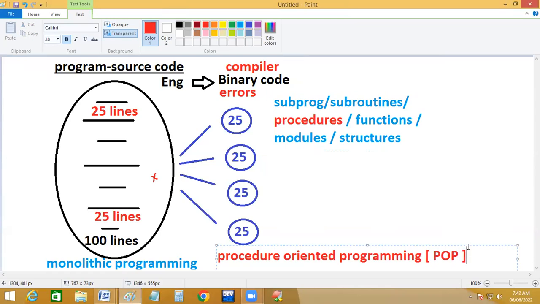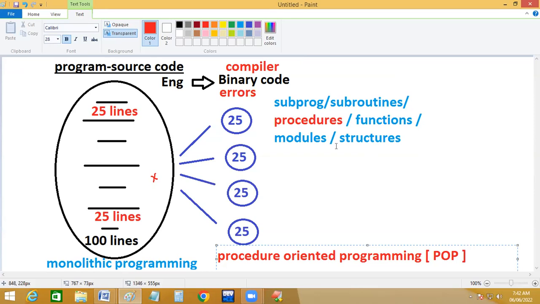A C program is a collection of procedures, which are also called functions. That's why it is FOP, function oriented. Otherwise, SOP, structure oriented. Logic understood? POP full form: procedure oriented programming. And FOP, function oriented programming. And SOP, structured oriented programming.